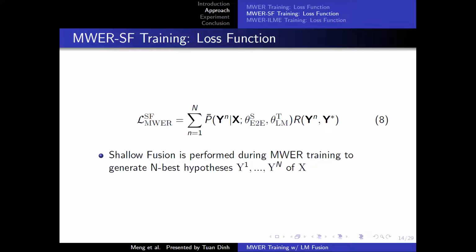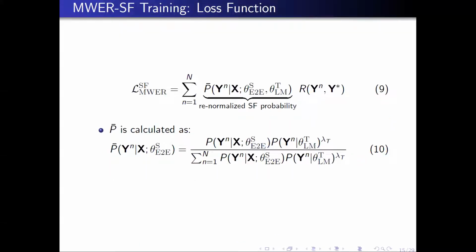How do we integrate the shallow fusion into the MWER training? Basically, shallow fusion is performed during MWER training to generate n-best hypotheses of x. The p-bar is now the renormalized shallow fusion probability. Looking at equation 10 of p-bar, we can see both the posterior of the end-to-end model and the probability of the external language model.